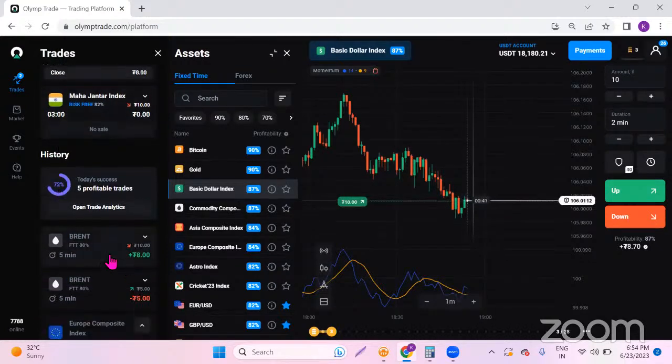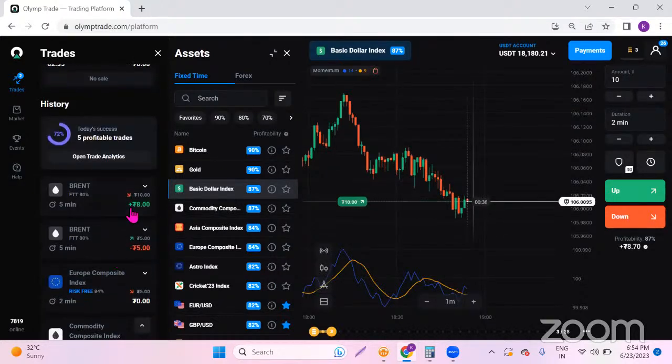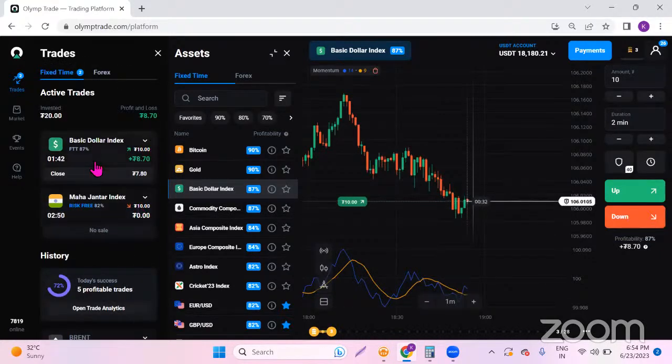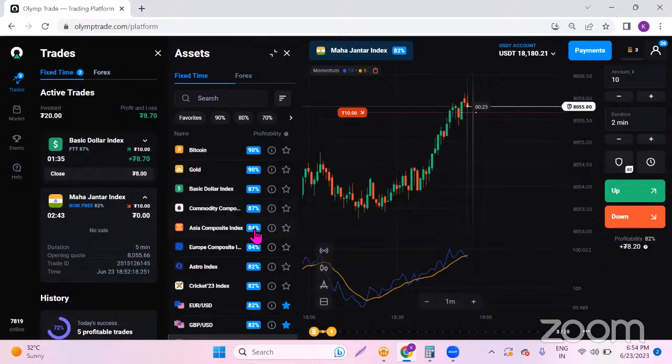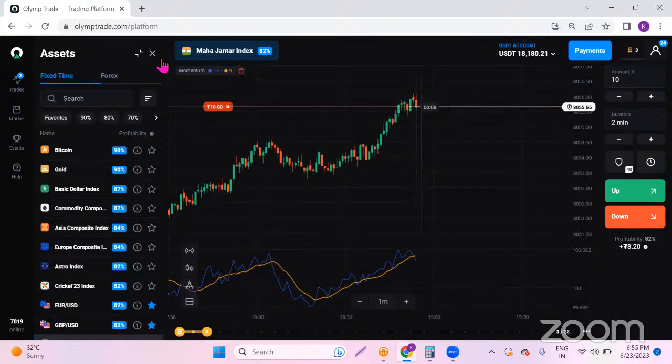So the Brent ended with a profit. The Brent trade ended with a profit, which is a good thing. Why? Because we recovered a couple of our trades. Now we have basic dollar index, a trade going on in basic dollar index and then in Mahajantar index. But what is up with Mahajantar index? It's not moving, right? Okay, so yes, it can be a profitable trade. And if we win these 3 trades, we are in good profit, guys, right? So let's find some more assets.